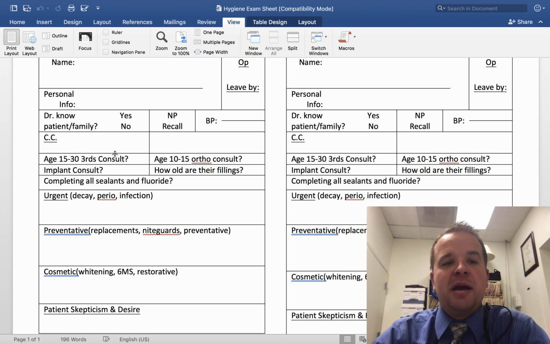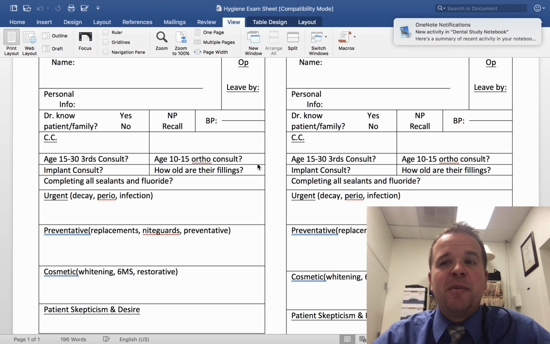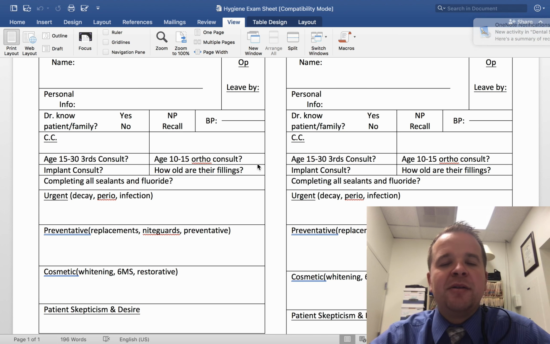If they're between the ages of 15 and 30 and they need a thirds consult, you can kind of circle that. Age 10 to 15, they might need to take a look at braces. If the patient's interested in implants, you can circle this right here. How old are their fillings? If their fillings are really old, some of the older silver ones that are starting to break down, sometimes it's good to ask the patient, hey, how old are these? Some of these fillings look like they're breaking down. And the patient might say, I don't know, they're 30, 40 years old.